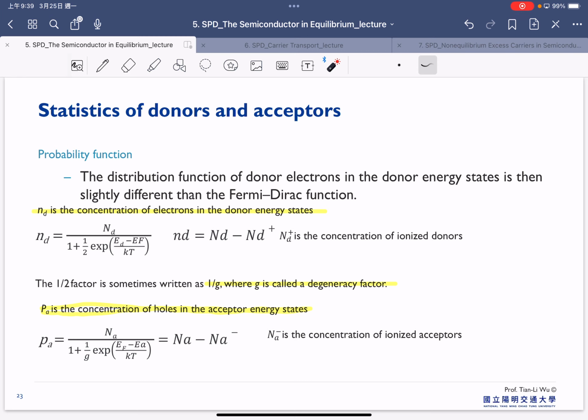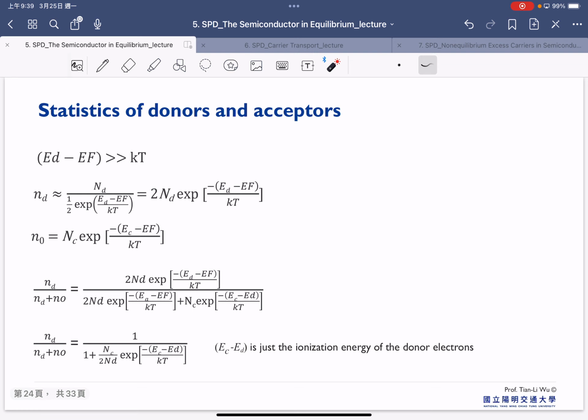So considering this one, we can start to do some simplified calculations. For example, first we assume ED minus EF is larger than kT, and therefore this can be rewritten as this. Also, in the previous slide we already talked about how n0 is equal to Nc exponential of EC minus EF over kT. And therefore this one can be calculated as shown here.